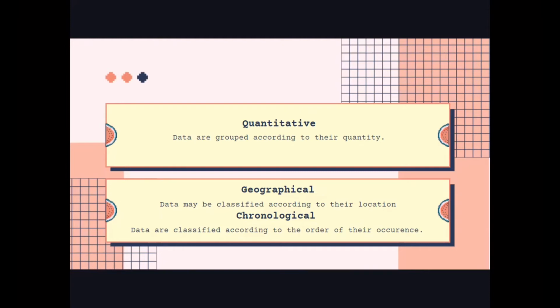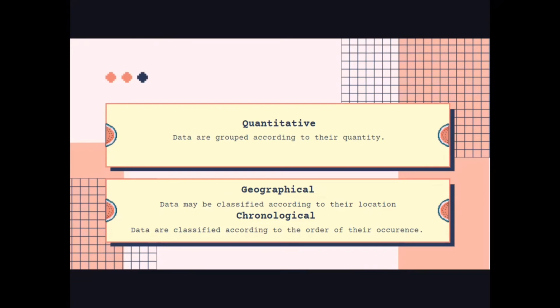In this, data are classified according to the order of their occurrence. For example, the enrollments of the high schools of Province A may be classified according to school years, as for instance, enrollments during the school years 1985 to 1986, 1986 to 1987, or 1987 to 1988. So again, those are the classification of data.